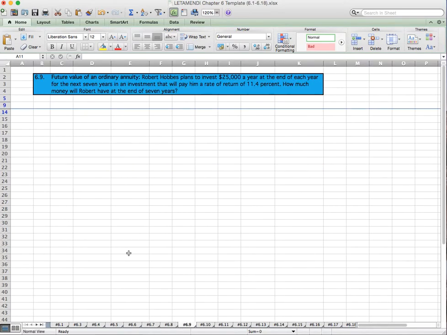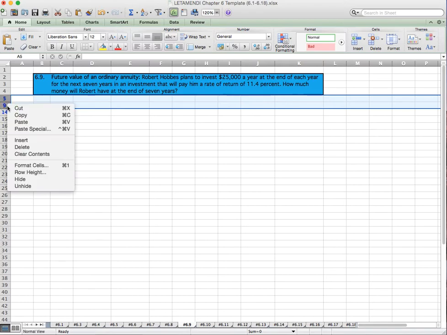All right, so 6.9, future value of an ordinary annuity. Robert Hobbs plans to invest $25,000 a year at the end of each year for the next 7 years in an investment that'll pay him a rate of return of 11.4%. How much money will Robert have at the end of 7 years?